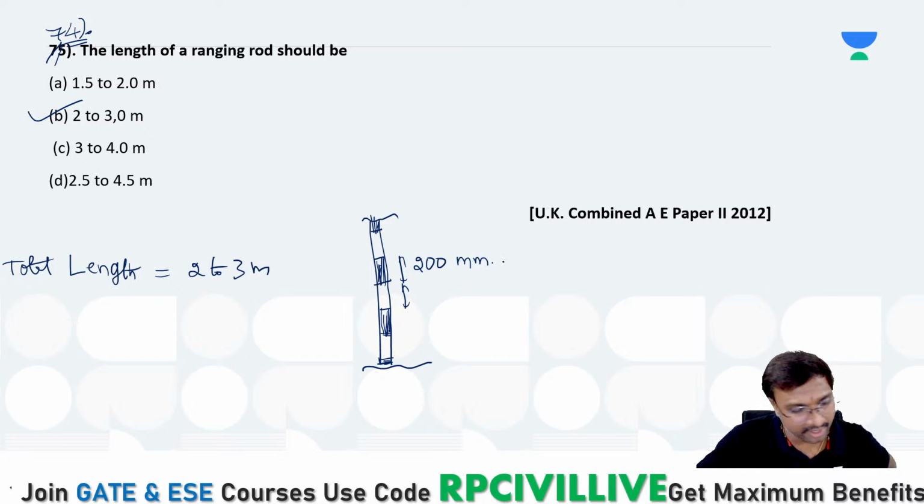Generally, 200 millimeter is nothing but 20 centimeter, right? 200 millimeter or 20 centimeter, both are the same. I think in our plus class I have given this 20 centimeter number, it seems.